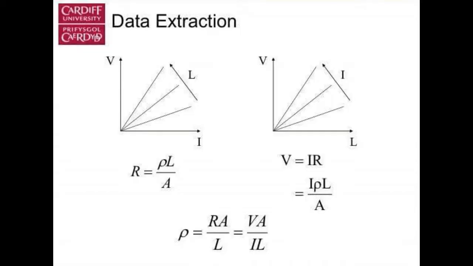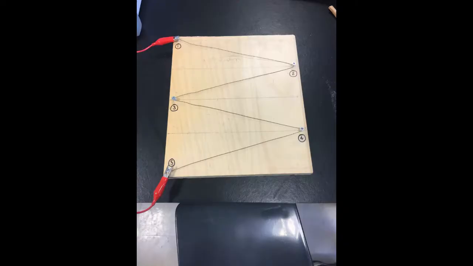As seen, the resistivity of the wire will be found using the equation resistivity ρ is equal to the voltage measured across the sample V multiplied by the cross-sectional area of the sample A, all divided by the current applied through the sample I multiplied by the length of the sample L.